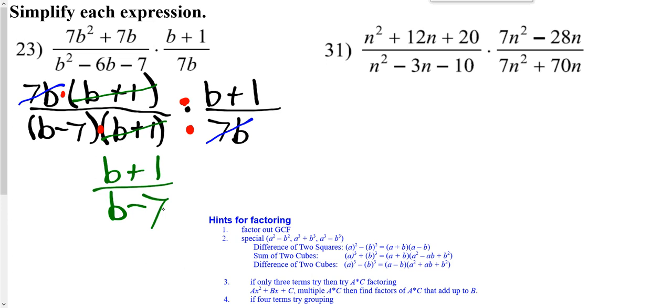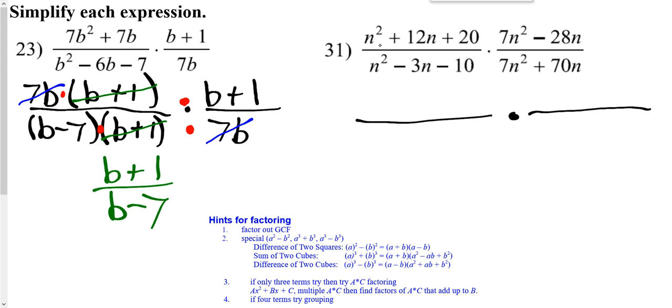Now, looking at the top right one, oh, by the way, with the one we just finished, you cannot cross out the b's because it's not b times the top and b times the bottom, because we only have addition and subtraction, so we can't do anything there. So all we're going to do with the top right one is go ahead and factor.